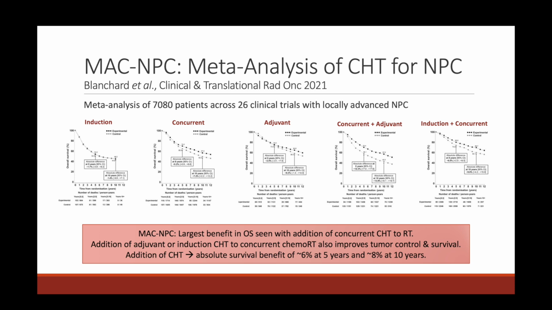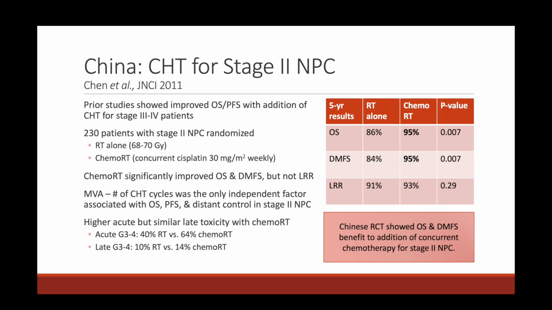So this meta-analysis is also important because it establishes the role for adding chemotherapy to the radiation for nasopharyngeal cancer. So far, all of the studies that we have looked at have really used locally advanced nasopharyngeal cancer, so predominantly stage 3 and stage 4 tumors. This Chinese study looked at the benefit of chemotherapy for stage 2 nasopharyngeal cancer. And they knew that prior studies had showed improved outcomes when you add chemotherapy for stage 3 and 4 patients. But the question was really, what about stage 2 patients?